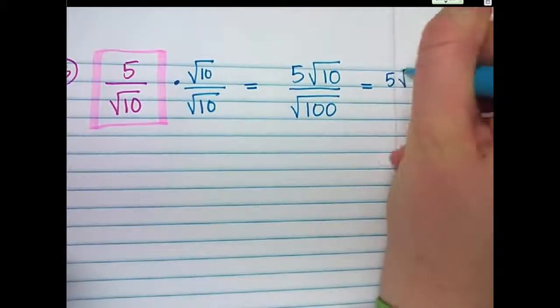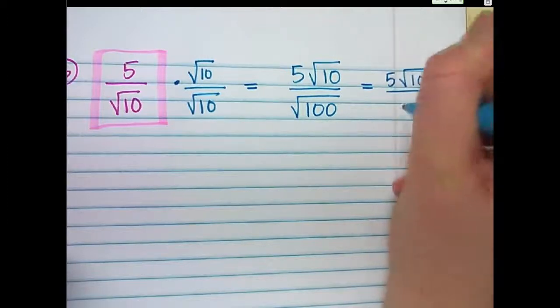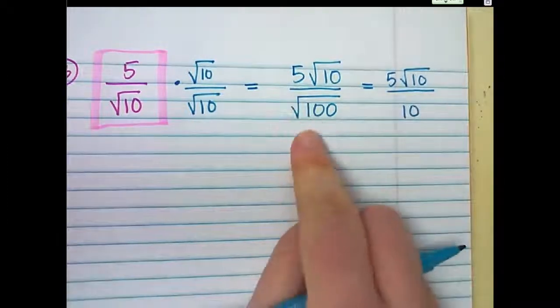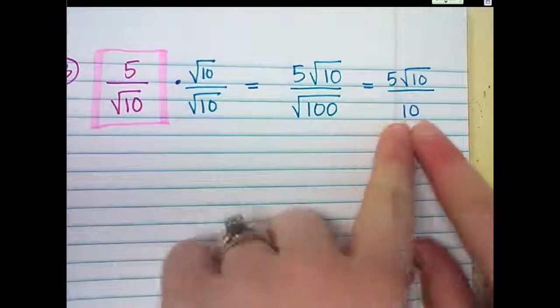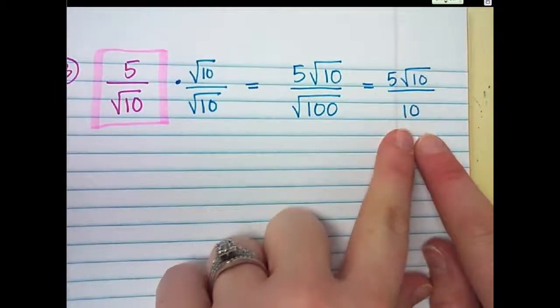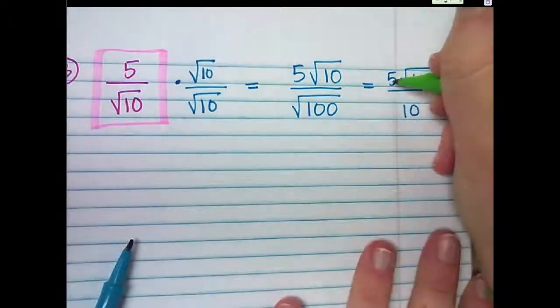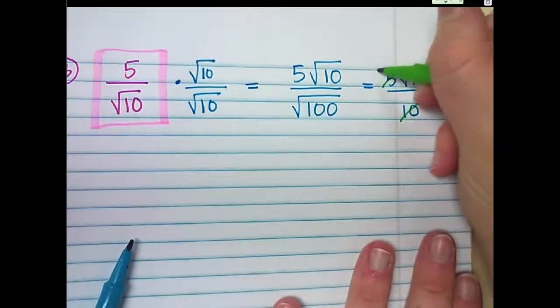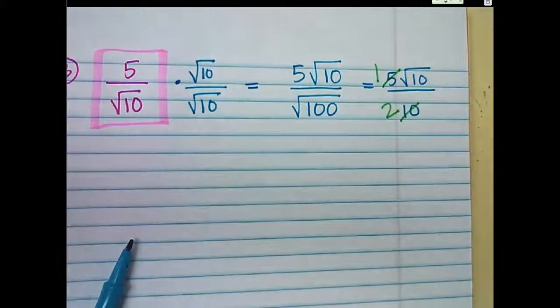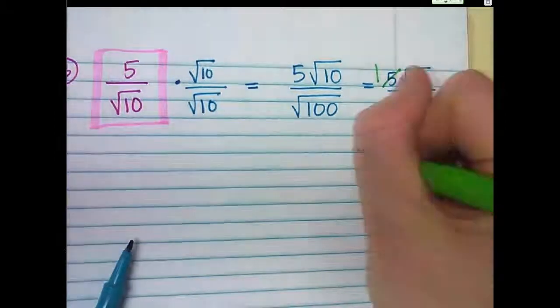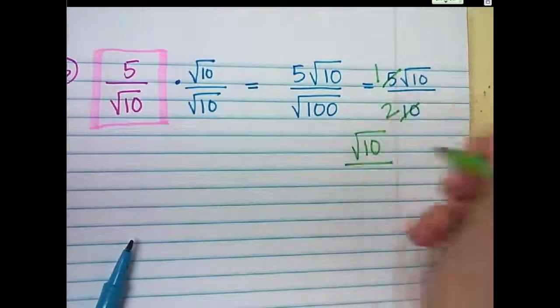What is the square root of 100? 10. So remember, when you take the square root, because I know some of you yesterday were taking the square root and then writing like square root of 10. Make sure you don't write the square root here anymore. Can I reduce that? Yes. 5 over 10 reduces to 1 over 2. So my answer, square root 10 over 2.